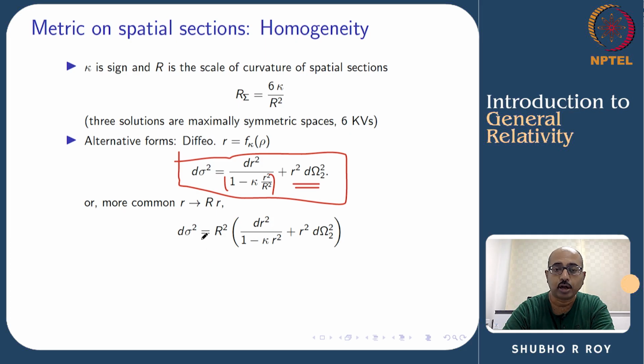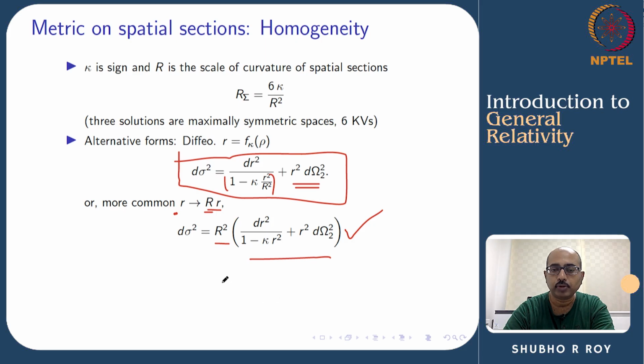It is also more common, especially in a lot of textbooks, including Weinberg's, to scale this little r by this big R. So define a new coordinate: replace everywhere you have little r by big R times little r, and then you get this metric. In this metric, where big R is a constant, you get this overall constant of big R squared multiplied by this.